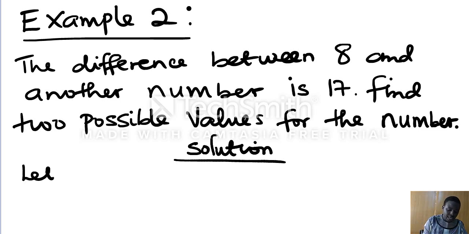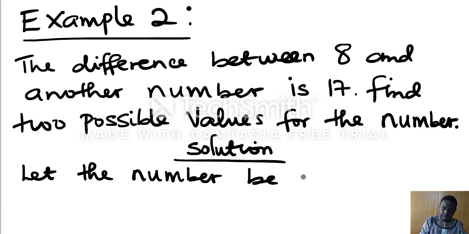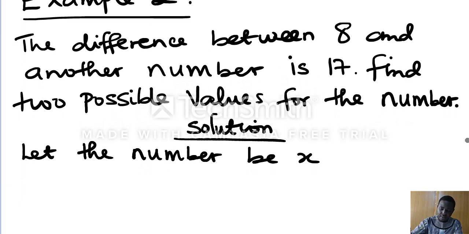So I will say, let the number be X. So we say let the number be X. The difference between 8 and another number is 17. Find two possible values for the number. We say let the number be x.